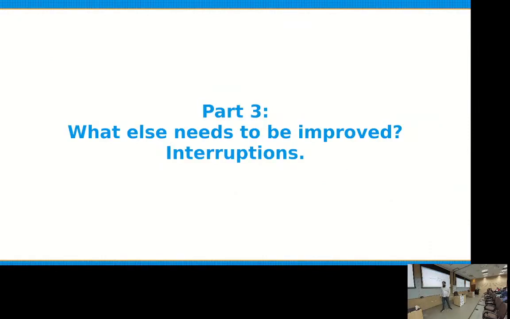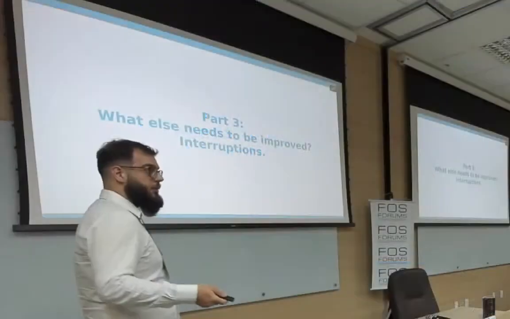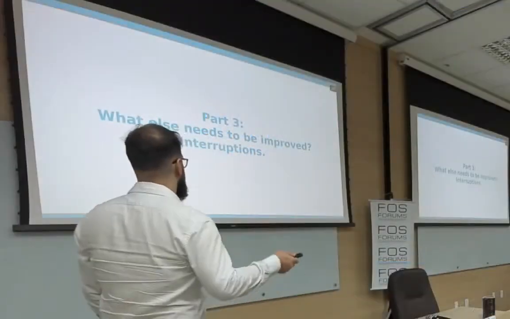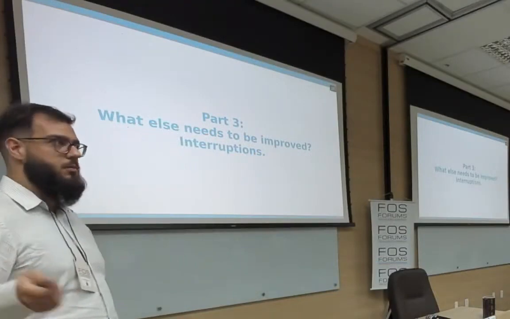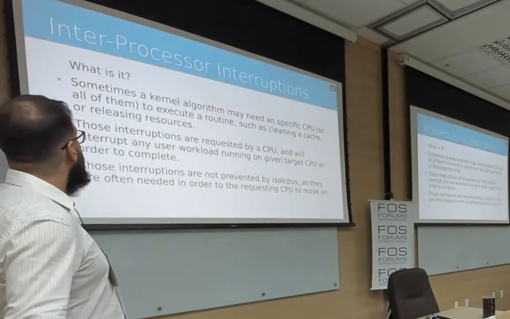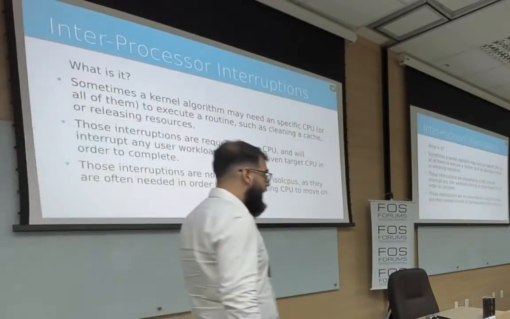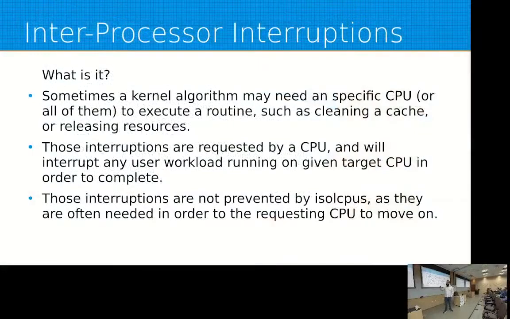Well, then this is part 3. This is something that will require some knowledge of the kernel, or at least of locking primitives. I'm not sure how many of you will be able to, but I suppose all of you will. The idea is that we have an issue, which is what we are talking about, inter-process interruptions. Let's say that we want to clean the cache, for example, for all the CPUs, and we have a routine that needs that.